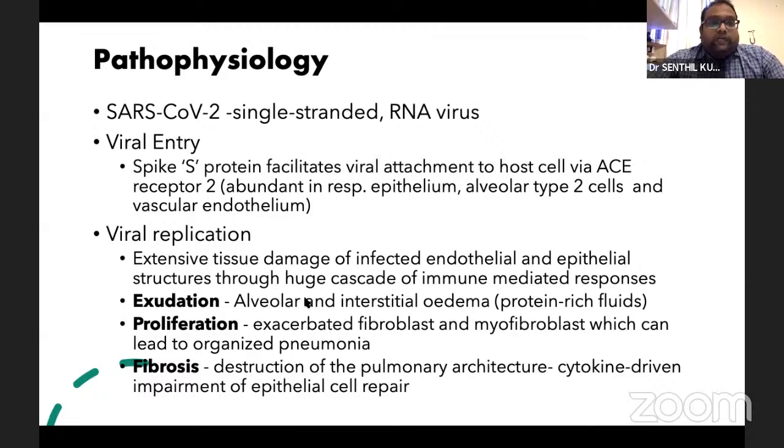Because of this virus replication, there is extensive tissue damage in the infected endothelial or epithelial cells. This damage is caused by a cascade of inflammatory and immune-mediated responses. Then, as usual, after the damage has happened in the alveolar epithelium, there is an exudative, proliferative, and fibrotic phase, which is already dealt with in detail, causing ARDS progression.